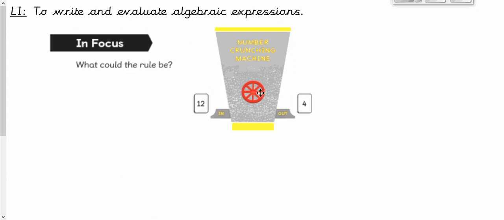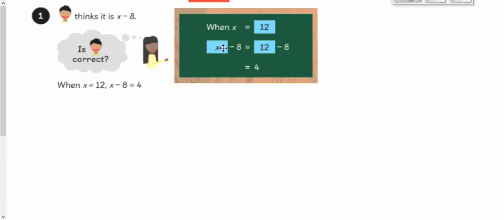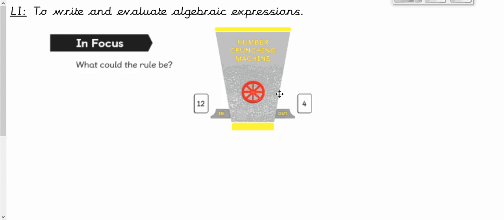Okay, so we could do, oh, I don't know, if we halved it, no, it'd be 6. We took away 5, no, it doesn't work. So let's have a look at the ways we could do it. So first way, this chap thinks it's x take 8. Okay, so the algebraic expression would be x take 8. When x is 12, which is what the input was, let's put in x take 8, so 12 take 8 gives us 4.